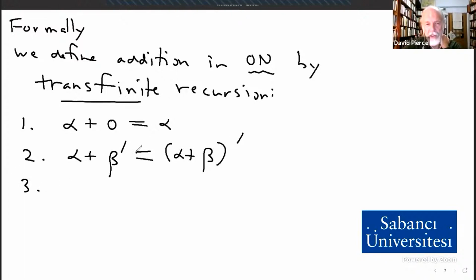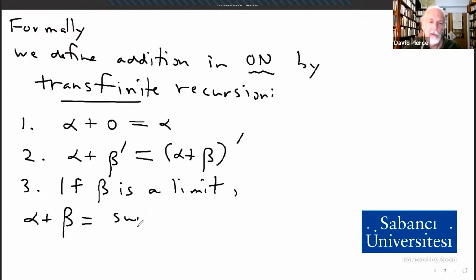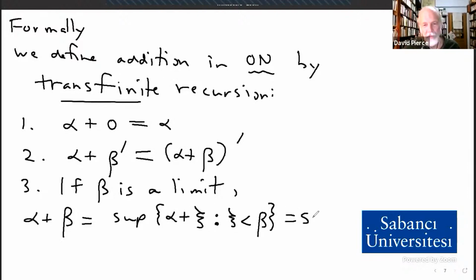So for 0 and for successors, we defined addition, but for limit ordinals, we need to say that if beta is a limit, not zero or successor, all we do is say, this is the supremum. This is our definition: the supremum of all the alpha plus xi, such that xi is less than beta. In other words, the supremum over all xi less than beta of alpha plus xi. I mean, you have to prove that such a definition is valid, but it is.